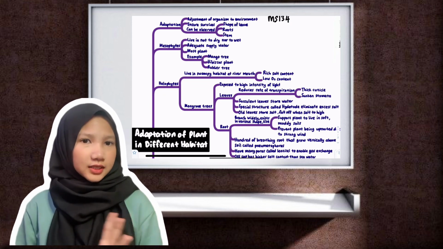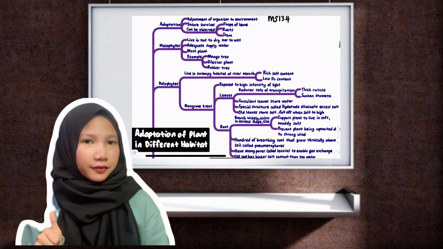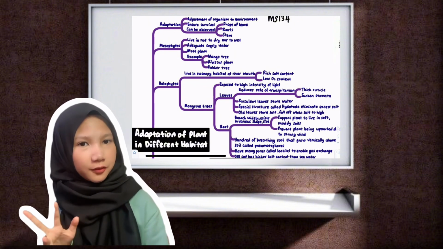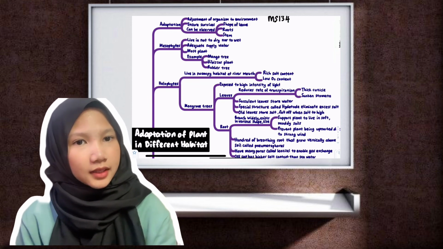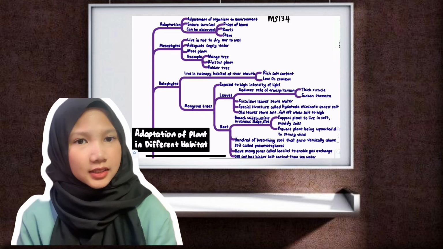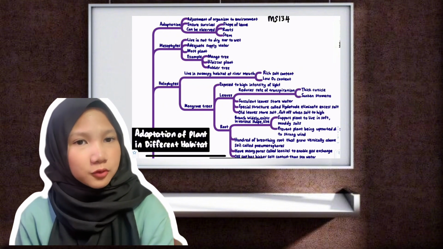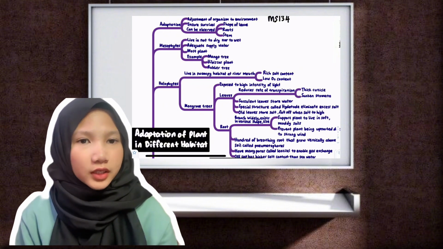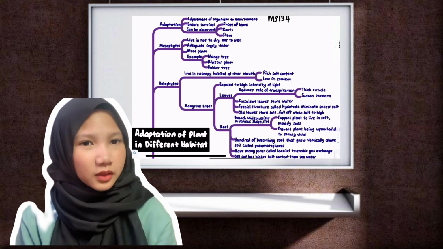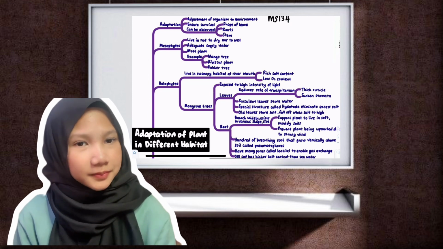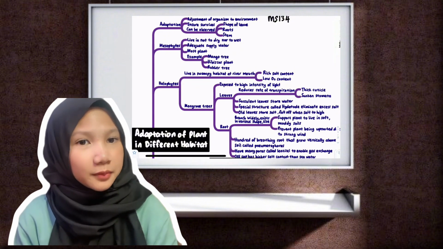So there are 4 classifications of plants based on their habitat, which are xerophyte, mesophyte, hydrophyte and halophyte. So the first one is mesophyte. Mesophyte is a plant that lives in a habitat that is not too dry and not too wet, with an adequate supply of water, which means that we cannot water the plant too much. It will cause the plant to wilt because of the excess of water. For example, rubber tree, hibiscus plant and mango trees.